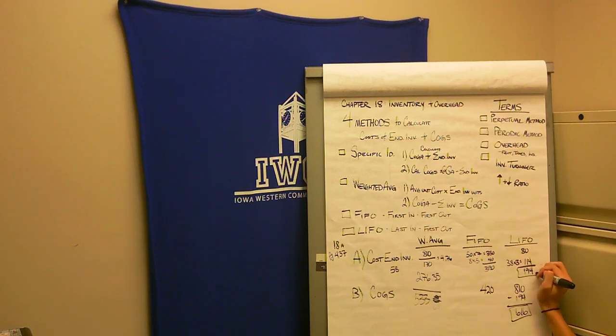So these are the different ending inventories. And if you notice, our weighted average fits in between the last in, first out and first in, first out. And that's normally how it should be.